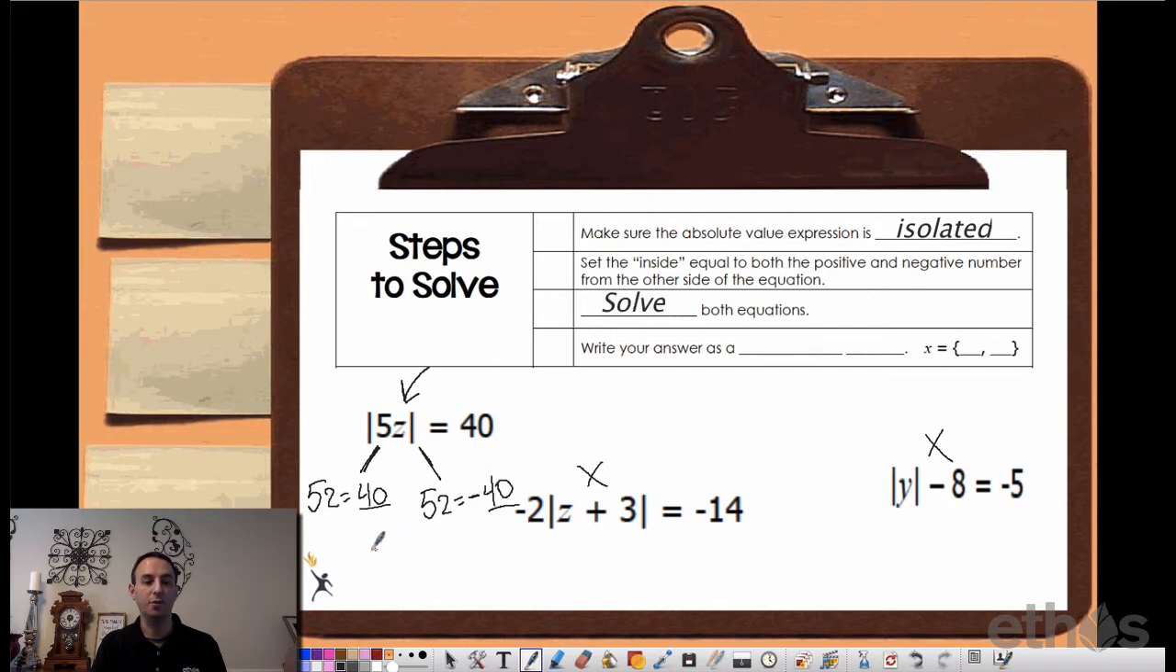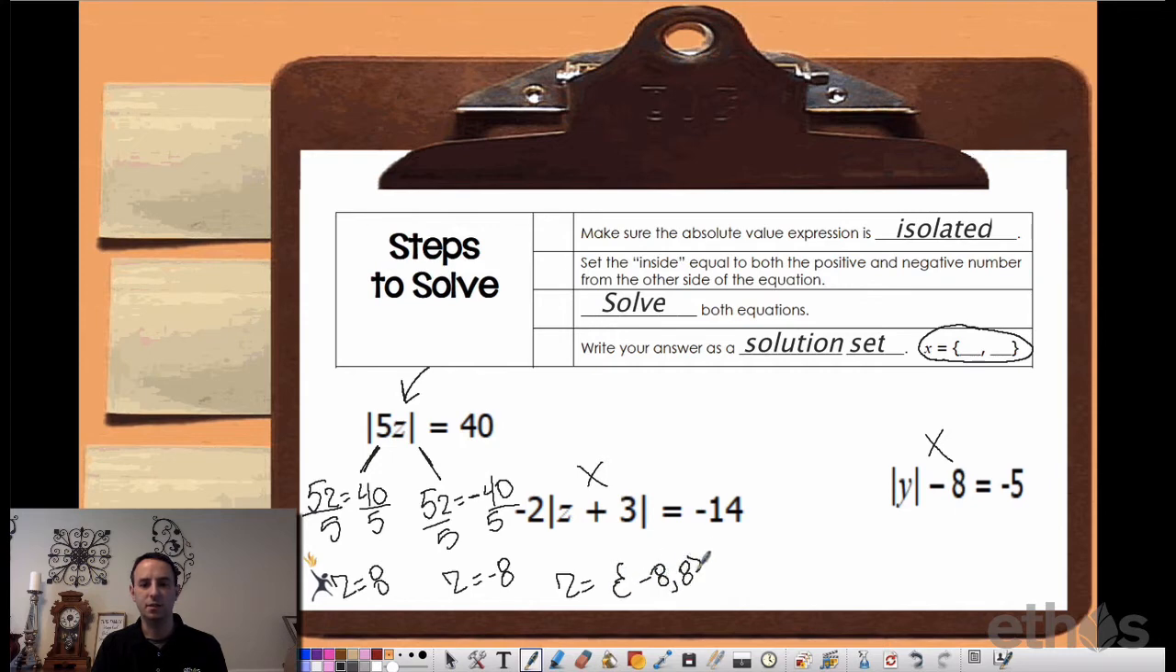Now we're actually going to solve both equations just like we normally would. Divide both sides by 5. This one says z is equal to 8, and over here it says z is equal to -8. That's the key behind it, being able to do this. Then you're going to write your answer as a solution set, and that's what this is right here. That's all this is saying: you have multiple answers to the same problem. So in this case, z is equal to these brackets of -8 and 8, and then close off those brackets. That's what you consider your answer to the problem.